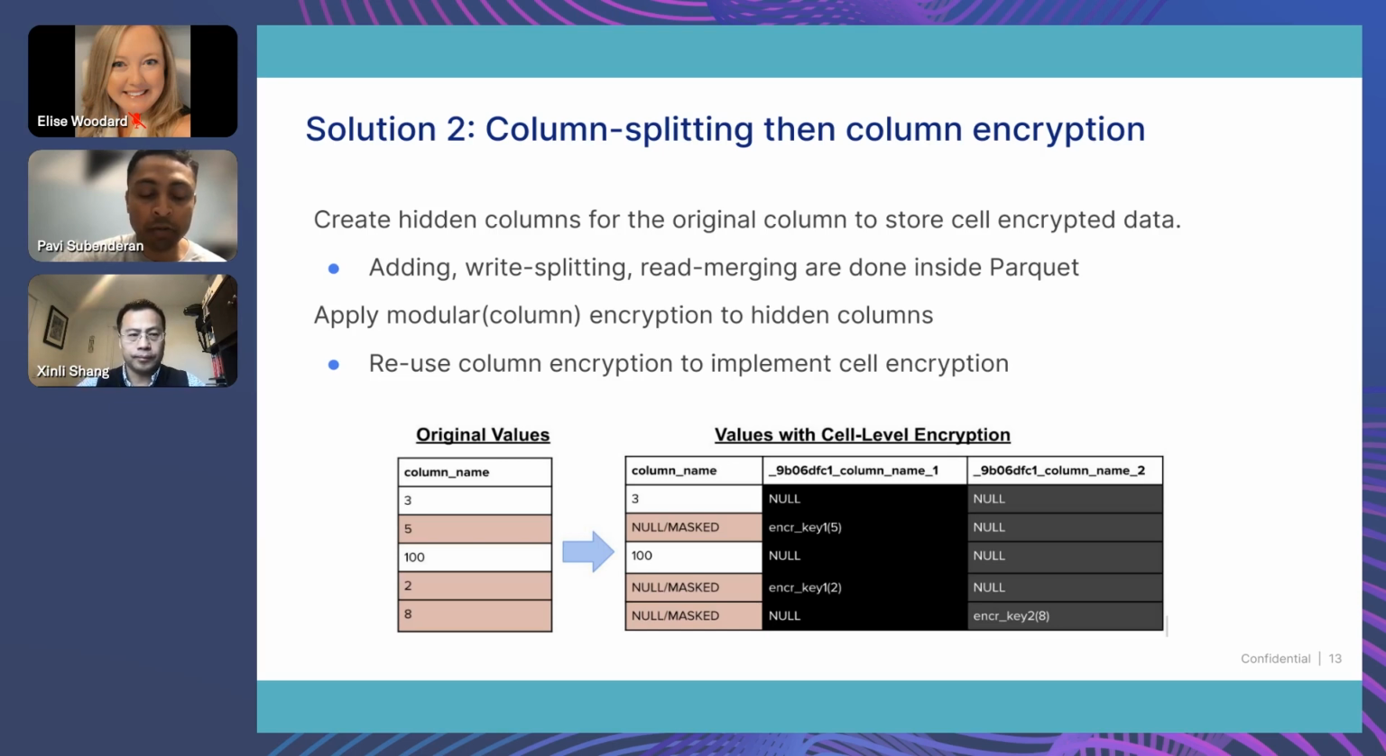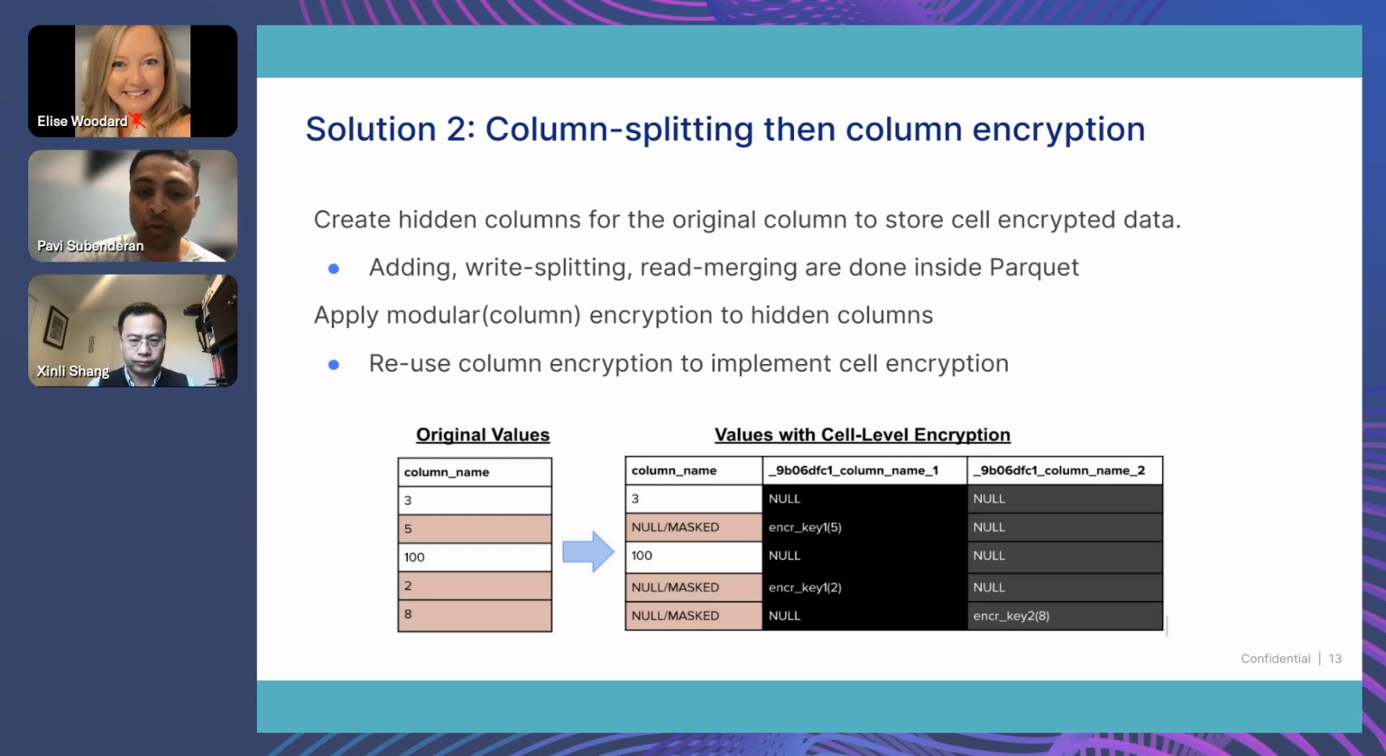So the idea is that for each encryption key you want to use for cell encryption, you create a hidden column and store those cells into that hidden column. Of course, you have to do some overhead on the writing and reading side. On the writer side, we have to split the writes into these hidden columns appropriately based on the policies where we want to encrypt which records. Then we have to do the merging back inside Parquet as well, where when you read the original column, it should be one unified view, where all of these hidden columns are merged back together into one logical column of sorts.